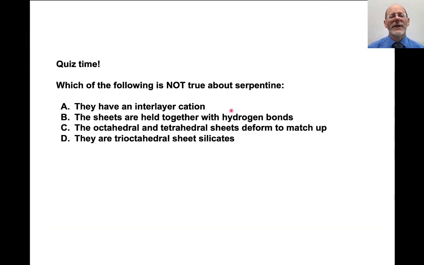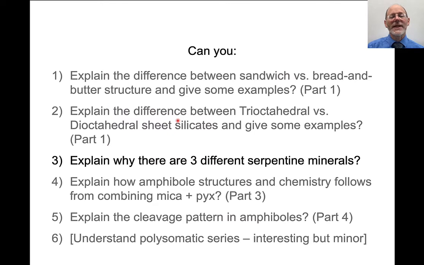Okay, which of the following is not true about serpentine? So some of this we didn't really talk about. Are they trioctahedral sheet silicates? The answer is they do not have an interlayer cation. Yes, they are trioctahedral sheet silicates, and typically the octahedral and tetrahedral sheets have to deform to match up. That's true for 2 of the 3 serpentine polymorphs, and the sheets are held together with hydrogen bonds. Okay, so now I hope you have a better understanding of how serpentine minerals work.